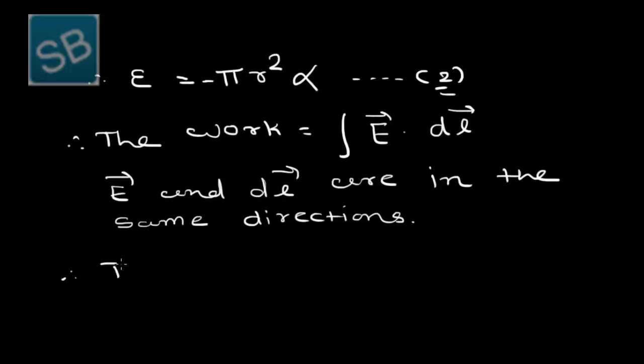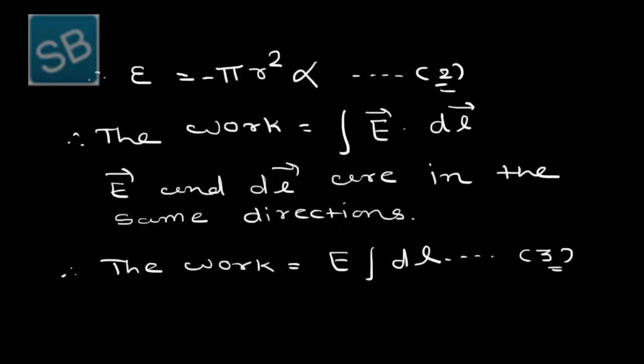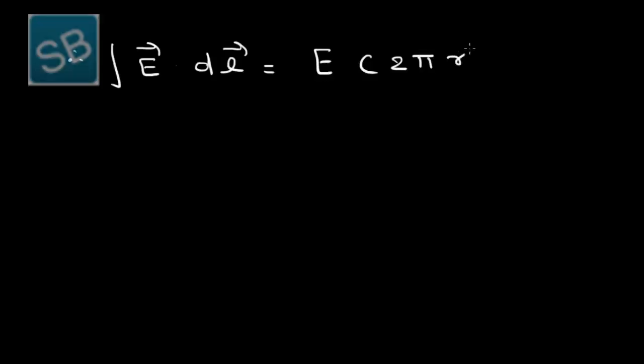So the work is equal to the integration of E dot dl. This is the third equation. But here again, if you find out the length of the circle or ring, then it comes out to be 2 pi r. So I am directly substituting the integration of length. Therefore, integration E dot dl is equal to E into 2 pi r.